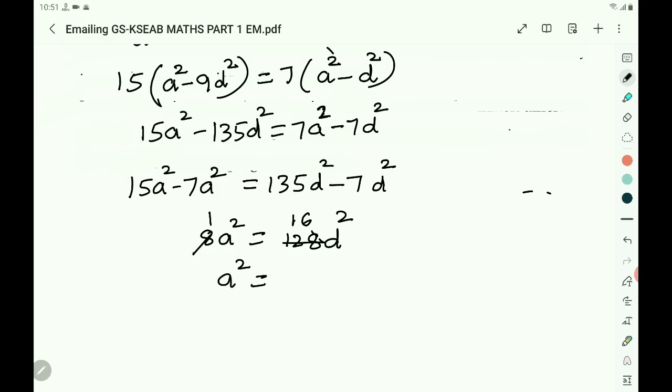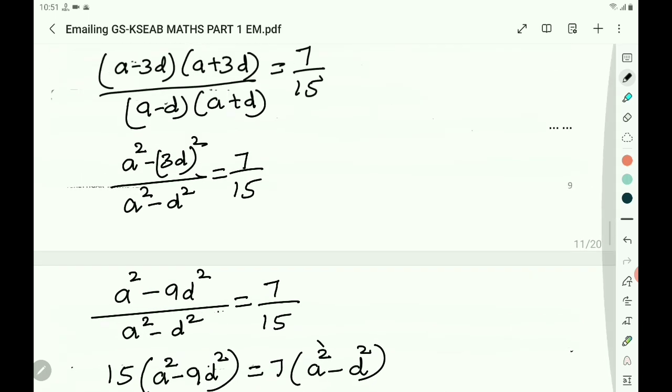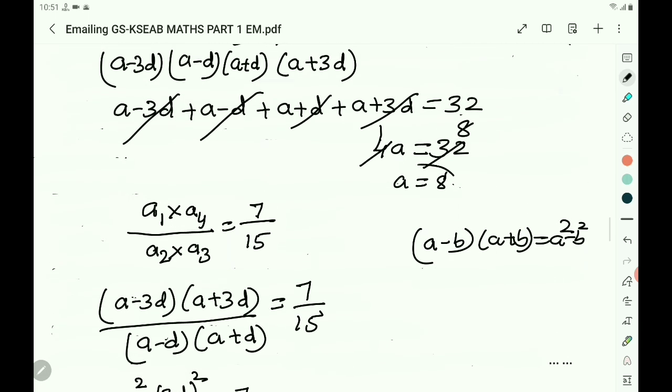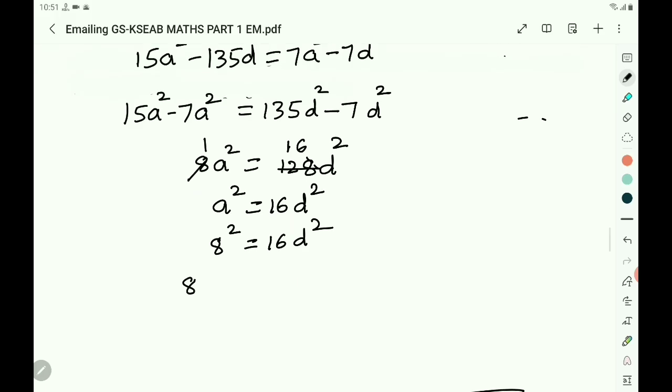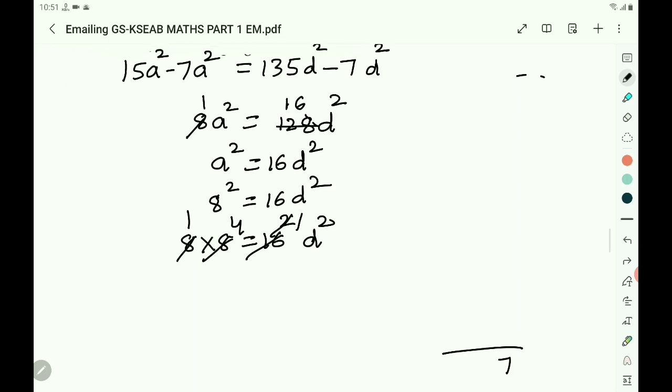A square equals 16 D square. Here what is the value of A? A you got 8. Then you write 8 square equals 16 D square. 8 square is 8 into 8 equals 16 D square. 16 ones are 16, 16 fours are 64. You got 4 equals D square. That is D square equals 4.